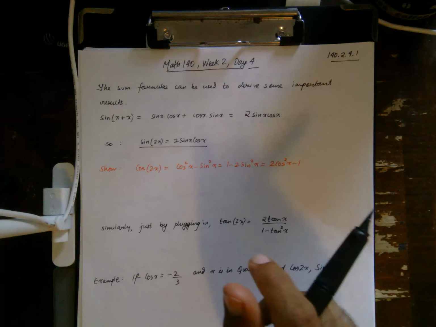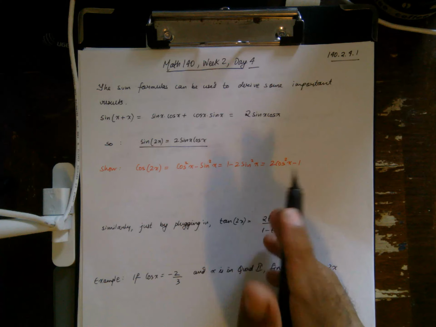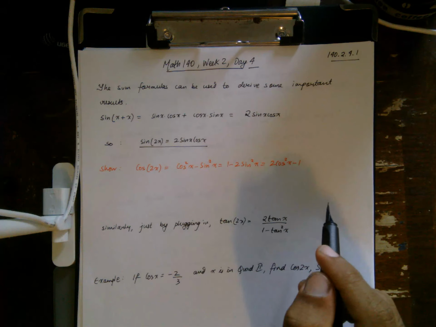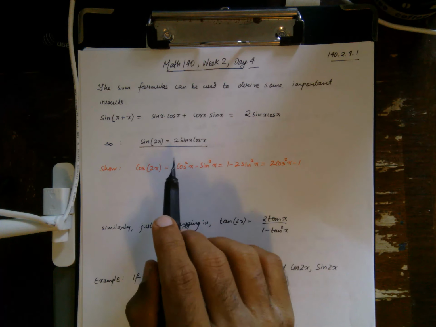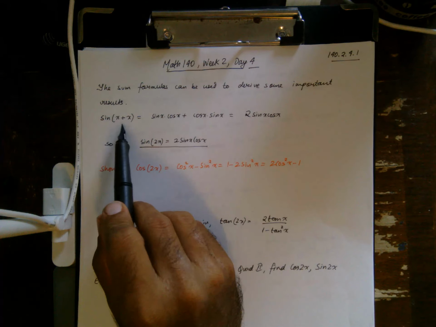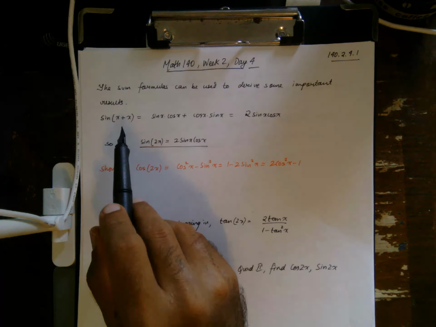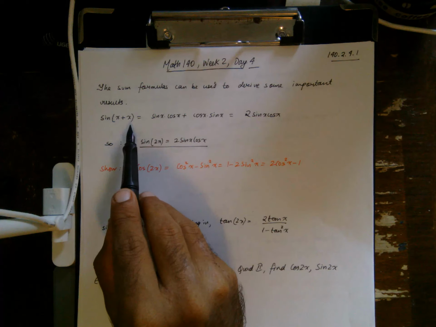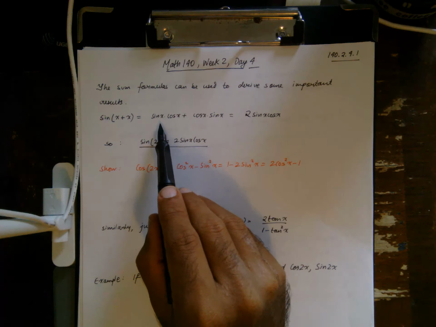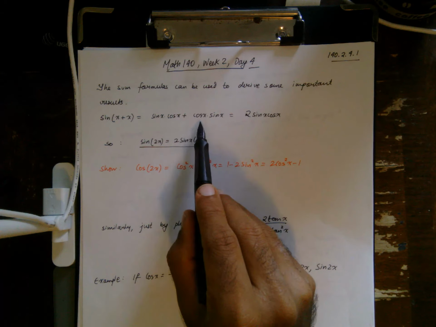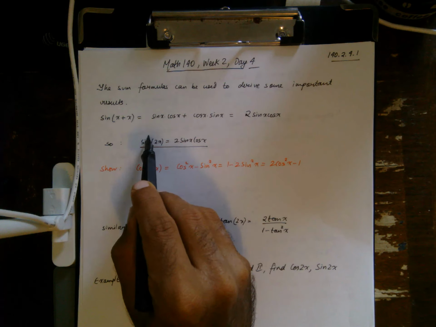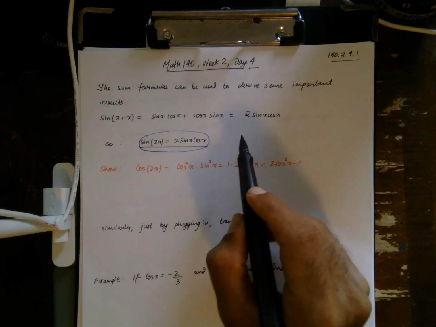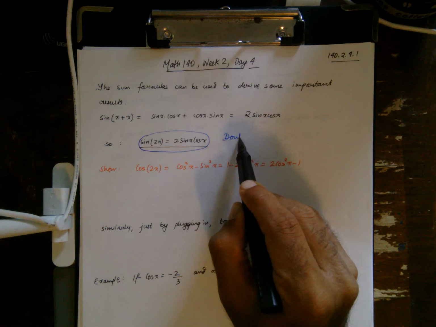So we had the sum formulas. We can use a sum formula in some creative way to derive important results. For example, if I set x and y to be x, meaning I just take sine of x plus x, this formula says it's sine x cosine x plus cosine x sine x, which is 2 sine x cosine x, which means that I get this relation, which is called a double angle formula.